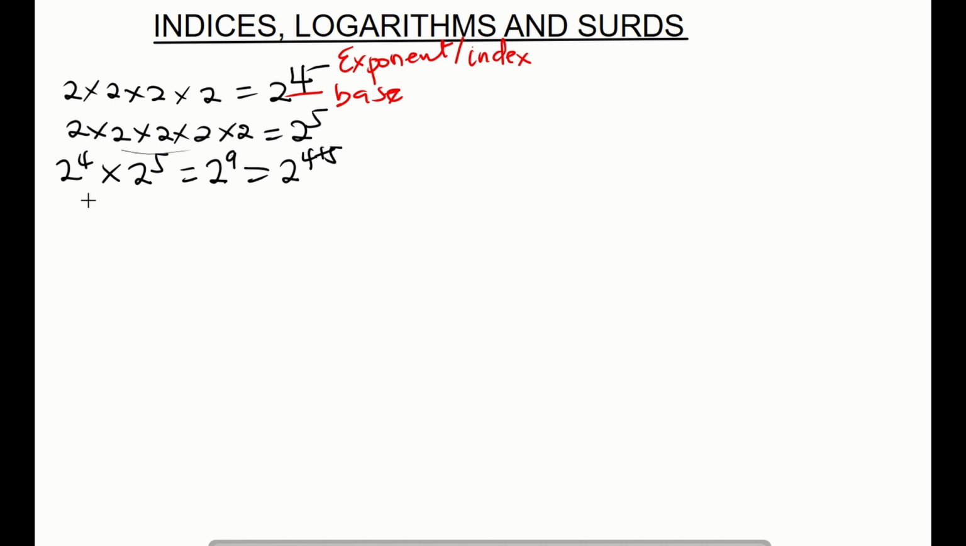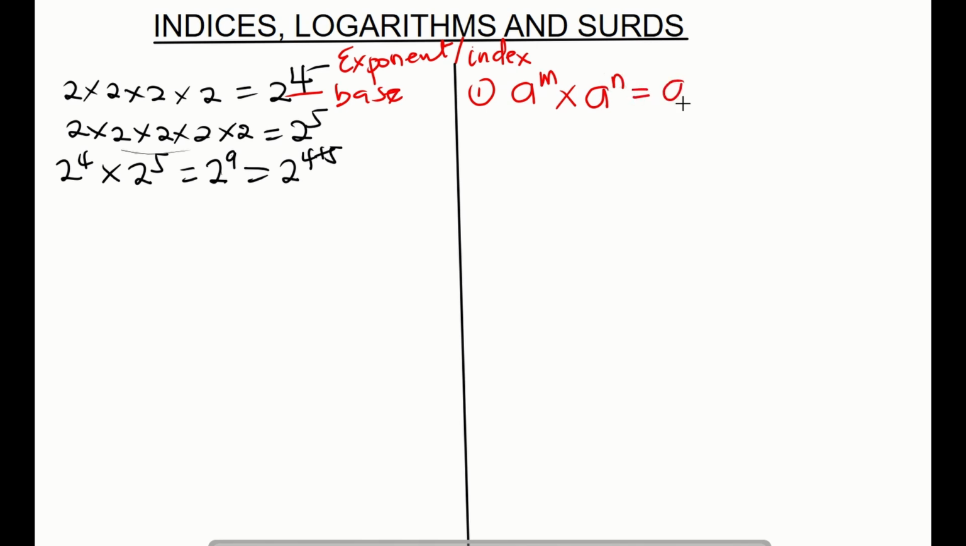And this can be given to us by 2 to the power 4 plus 5. Now, having this, it has led to the rule. Let's call it equation 1: any base a to the power m multiplying a to the power n should be the same as a to the power m plus n.